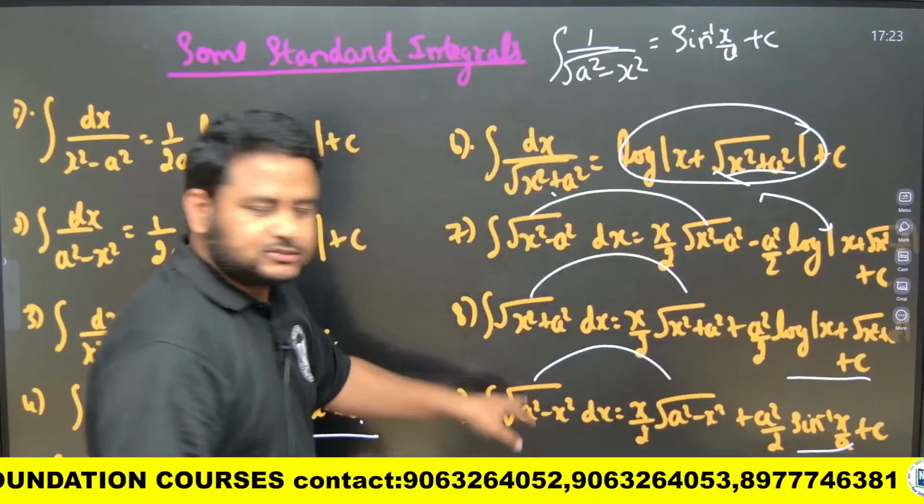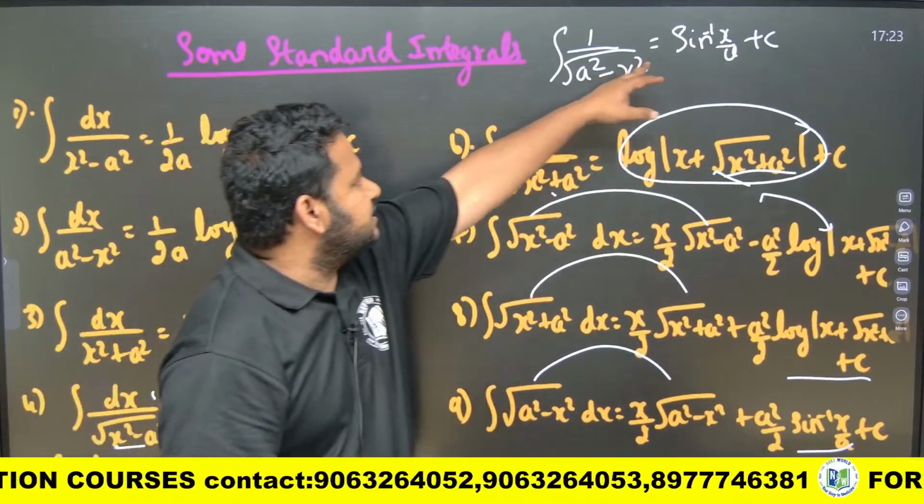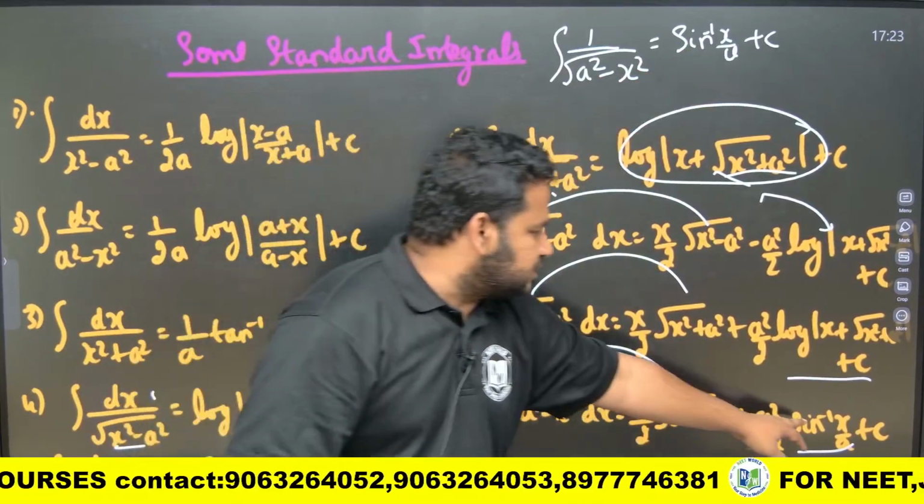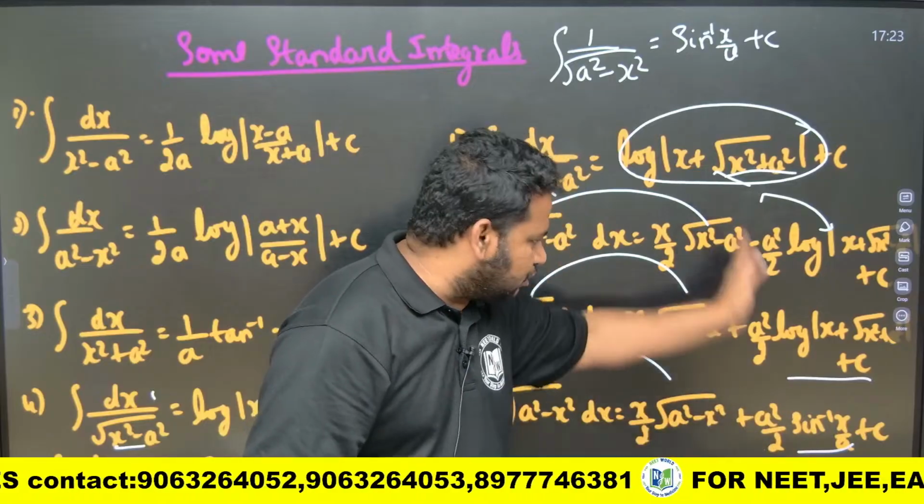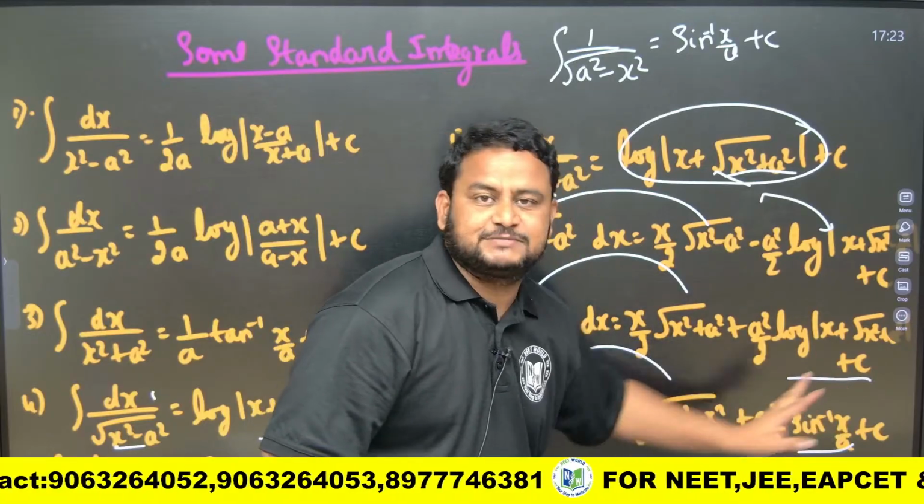And 1 by square root of a square minus x square is what, friends? That is sin inverse of x by a. So here also it becomes a square by 2, which is common in all the formulas here, and sin inverse of x by a you will add it.